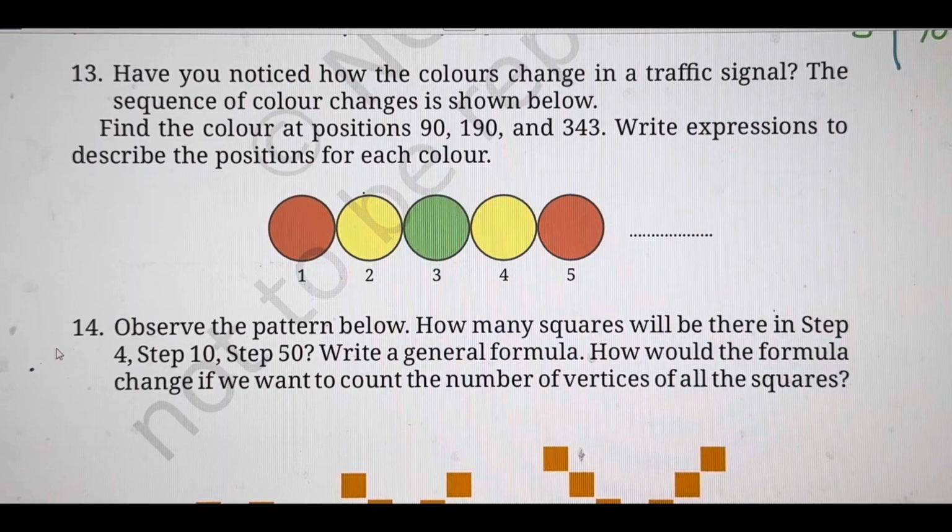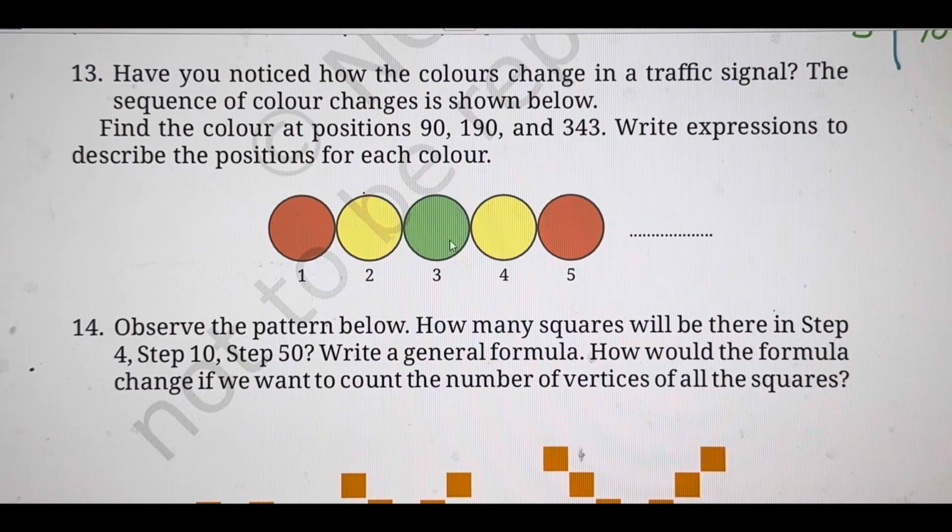Question number 13. Have you noticed how the color changes in a traffic signal? The sequence of the color change is shown below. Find the color at position 90, 190, 343. Write the expression to describe the position for each color. Now first we observe this. First it is red, then it becomes yellow, then green. Again it becomes yellow and then red. Okay, so this pattern continues.